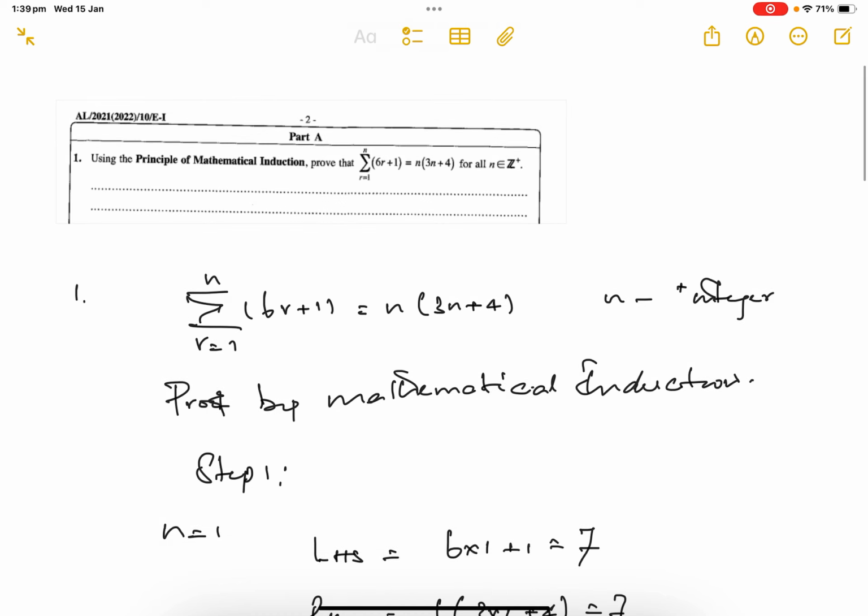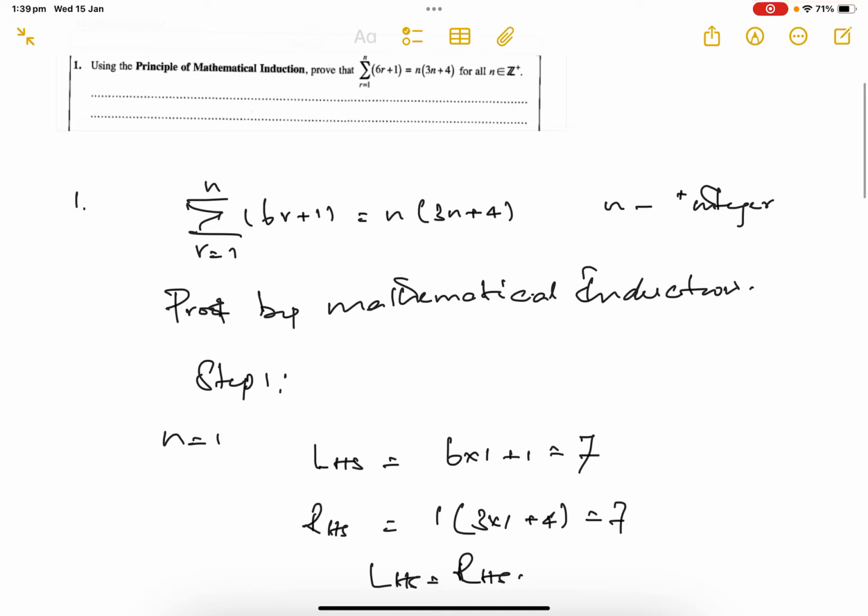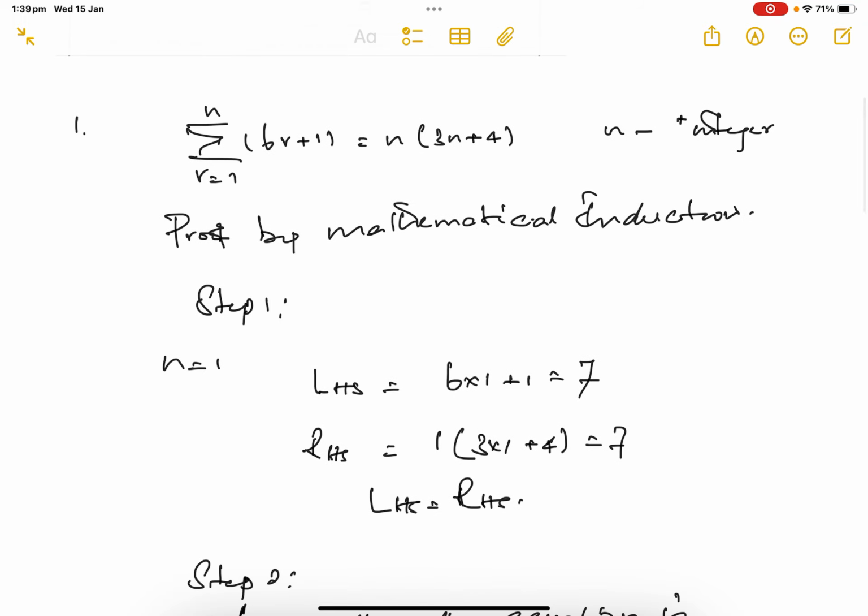Let's write that question again. The sum for r equal 1 to n of (6r + 1), and the right hand side, n times (3n + 4). Proved by mathematical induction. Step 1, as usual, n equal 1.